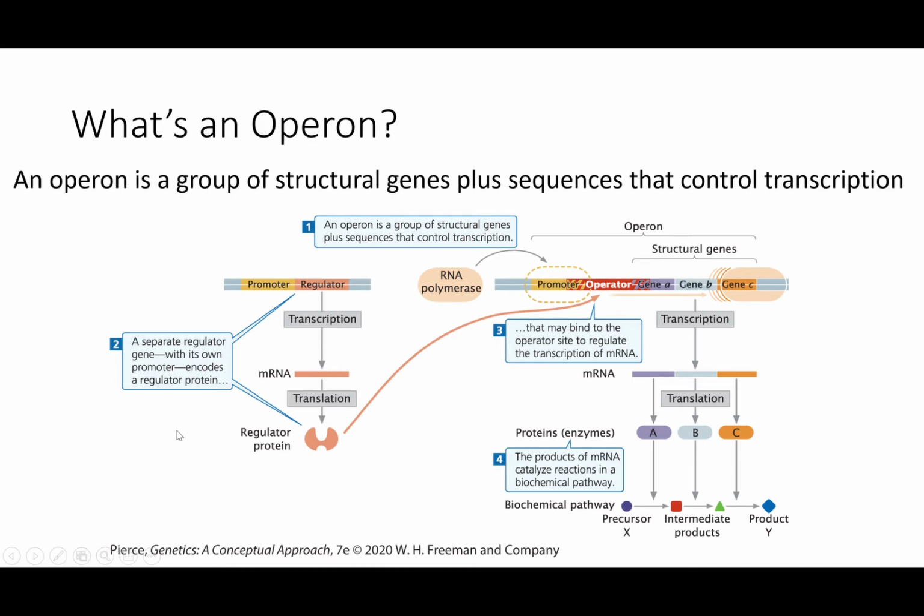Below, I got this diagram from the textbook, and if we look to the left, we see that we've got a regulatory gene that has its own promoter that's going to encode for a regulatory protein. This becomes very important when we consider what goes into our operon. So first we've got RNA polymerase that's going to bind to our promoter, and then we see that this regulatory protein is going to bind to the operator.